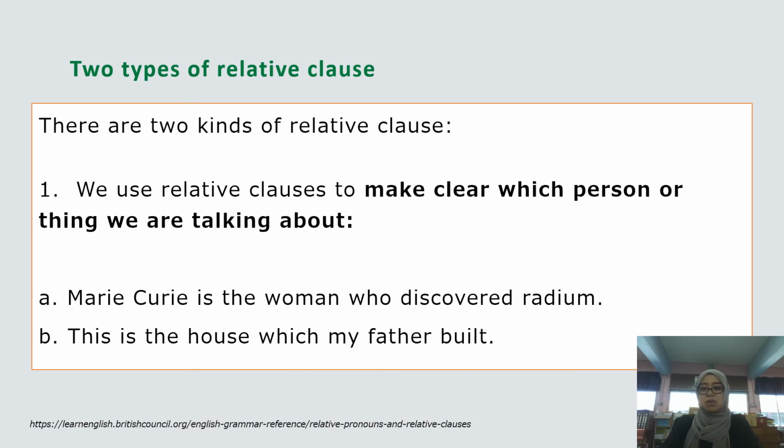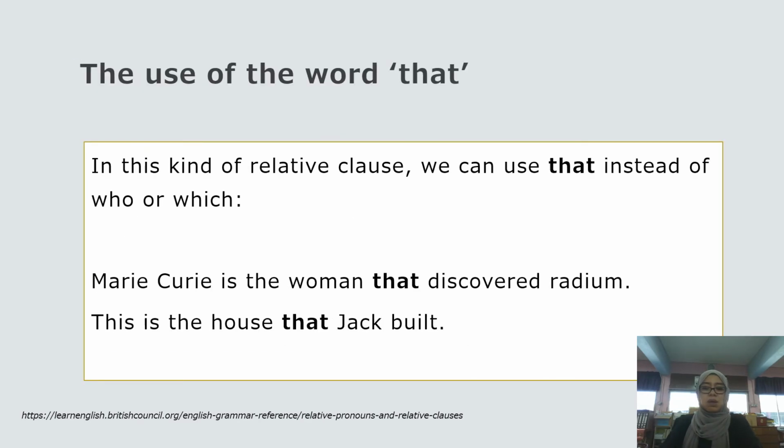Let's continue. We can also use the word that. Remember that we can use that for people or things. So in this kind of relative clause, we can use that instead of who or which. Look at the examples: Marie Curie is the woman that discovered radium, or this is the house that Jack built. These are two sample sentences where we can use the word that.